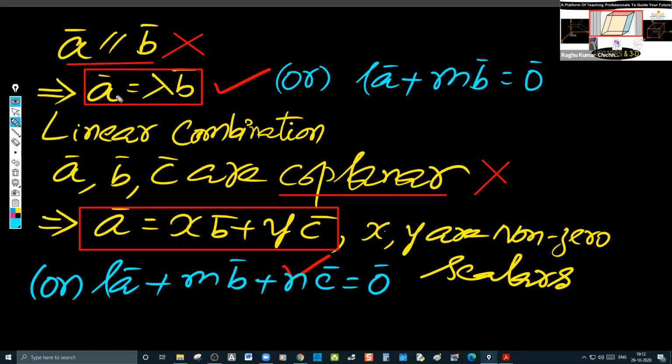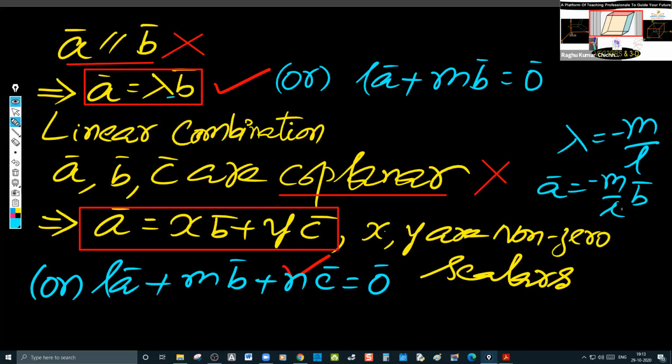But instead of this, lambda is something like l by m. Understand that. If I say lambda is equal to minus m by l, let me say, then what will happen, Kaushik? a bar is equal to minus m by l into b bar.